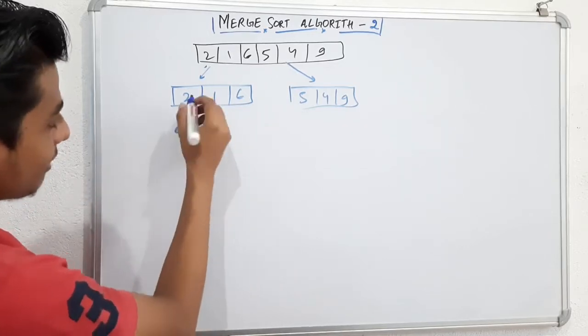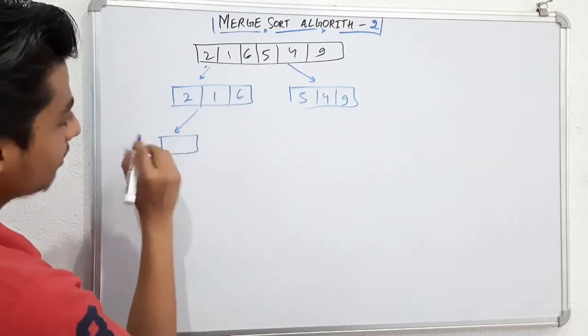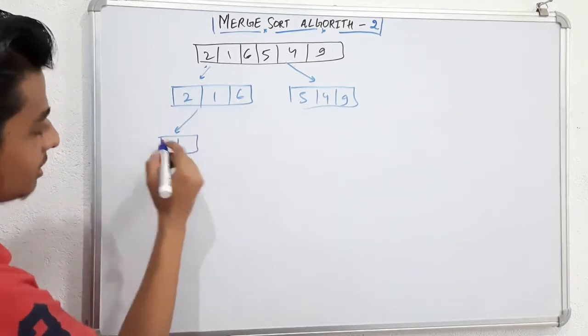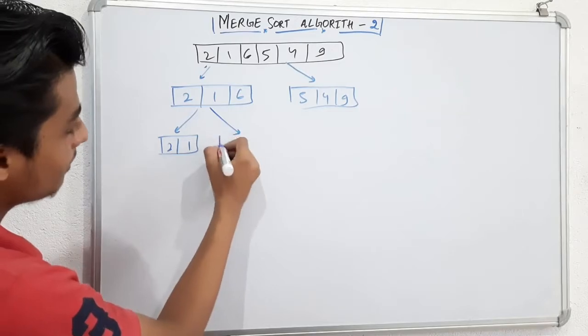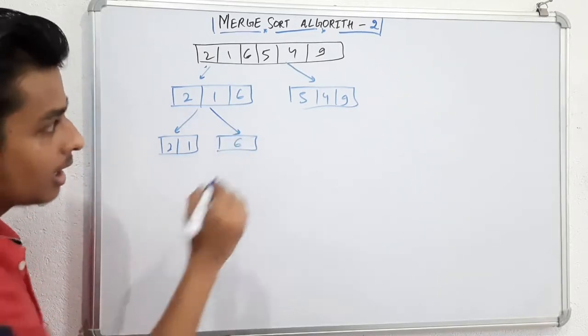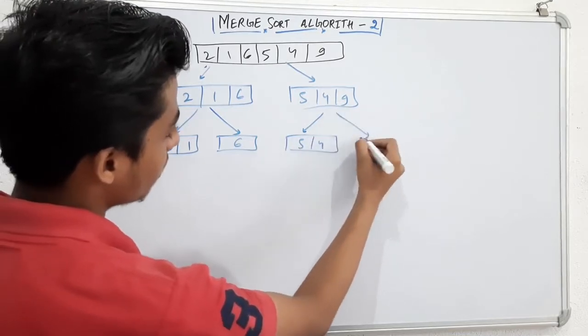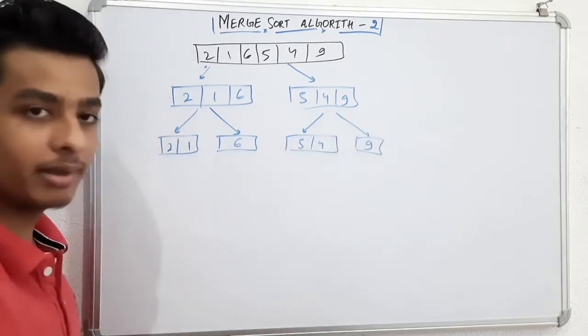After that, you again divide this into two halves. What are the two halves? We have 3 elements here, so we'll consider 2 elements in the first half and 1 element in the second half. Again you divide this into the same two problems, and it will be 9.